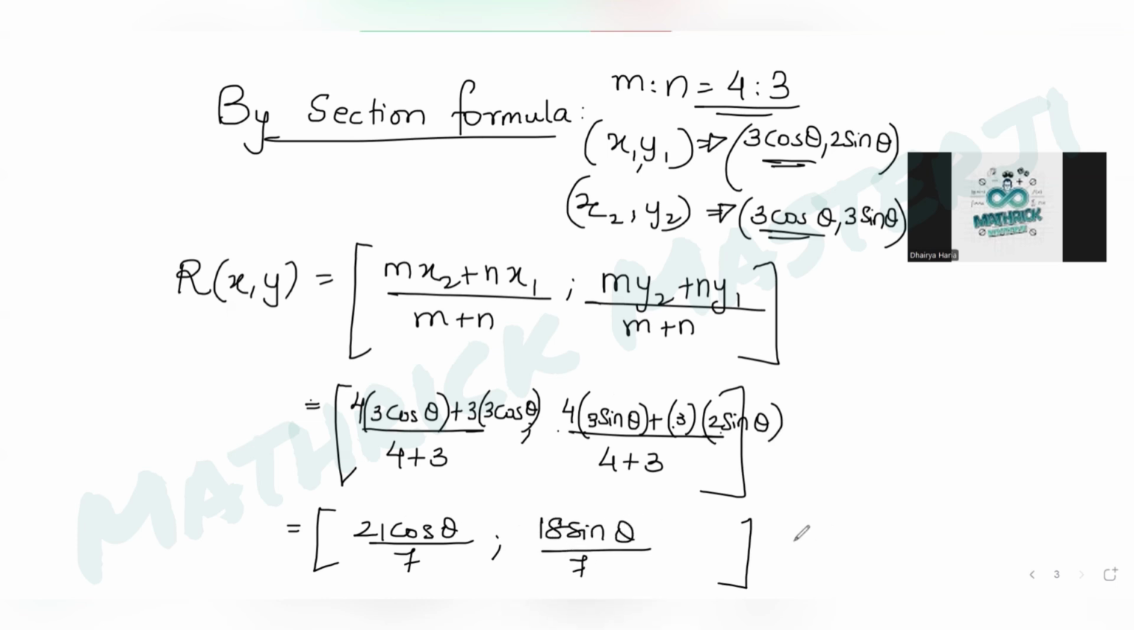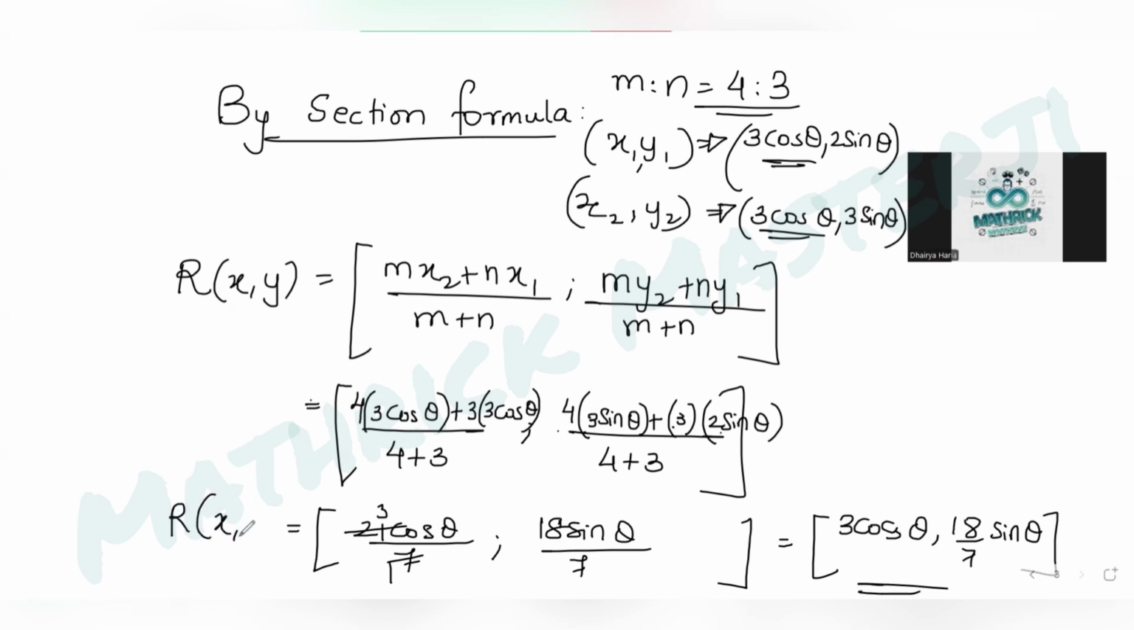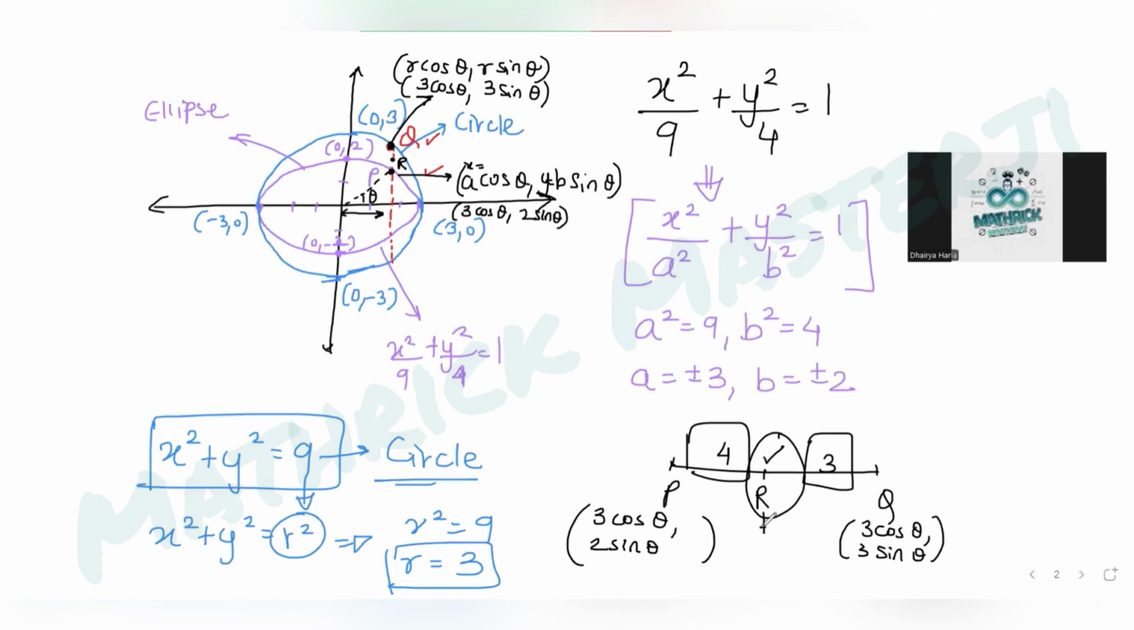So we have the two coordinates with me, and once I have them, I get 3 cos theta and the other one is 18 over 7 sin theta. So I have my coordinates of R, that's X and Y. So once I have X and Y coordinates, X is 3 cos theta and the Y coordinate is 18 over 7 sin theta.